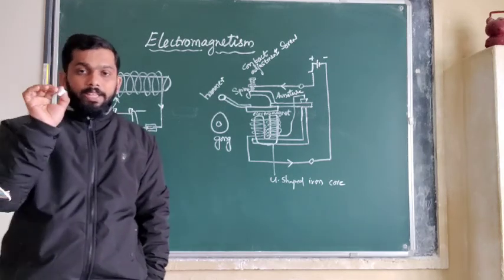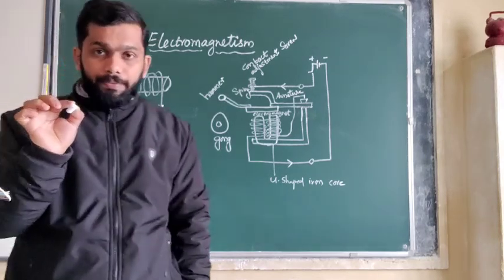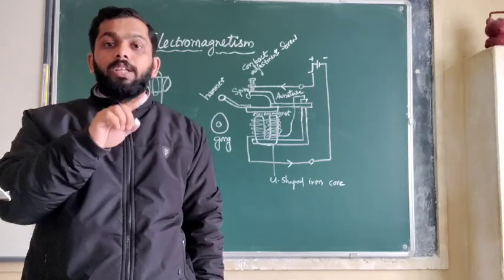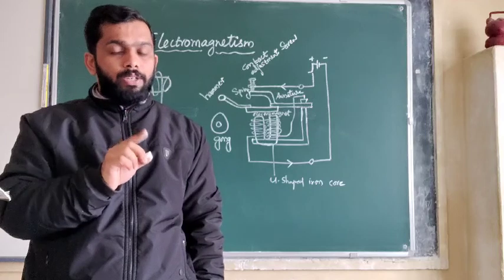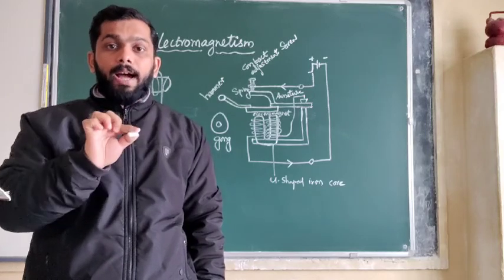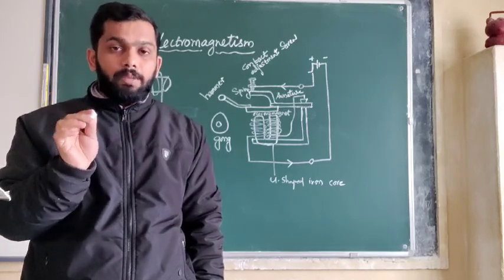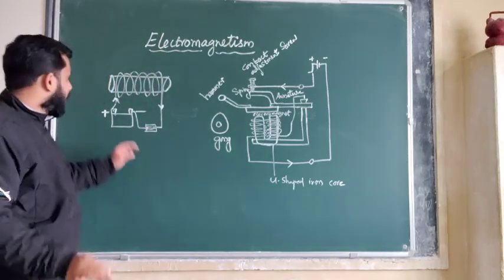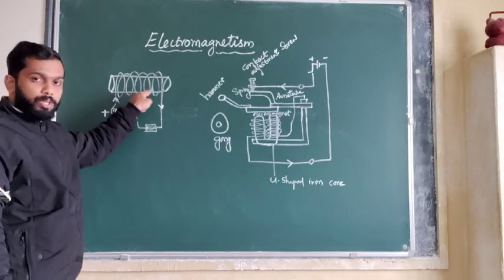So I have taken a soft iron core, and around it I have wound insulated wire. One end of the wire is connected to the positive terminal of the battery, and the other end to the negative terminal. Now I am going to supply current through the wound wire.